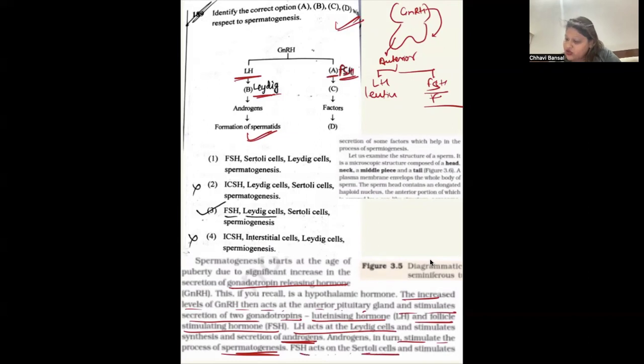FSH acts on Sertoli cells. So C is Sertoli cells. And stimulates secretion of some factors which helps in the process of spermiogenesis. Spermiogenesis means development of the sperm from spermatids to spermatozoa. Right? So our correct option is FSH. So means A and 3 are the correct. B should be Leydig cells. So A is incorrect. Our correct option is option third, where FSH, Leydig cells, Sertoli cells, and spermiogenesis are the correct options that are given.